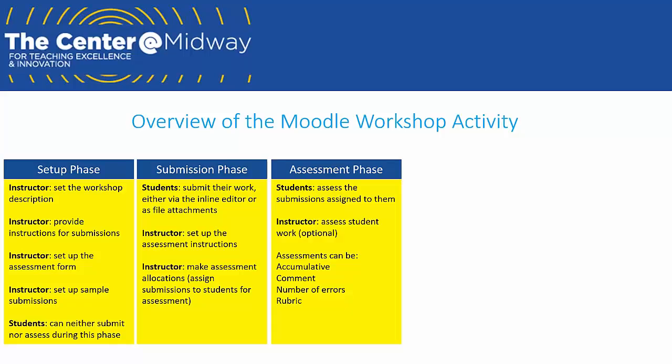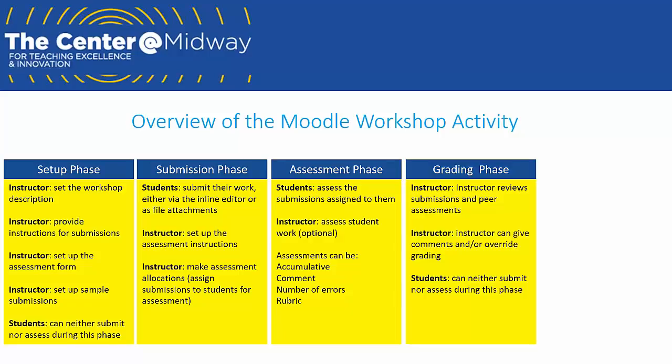And then rubric is exactly what you expect it to be. You create a rubric and the students have to rate the submission based on the rubric that you've created. And we'll look at each one of those types of assessments when we move over into Moodle. Once the students have completed the assessments of their peers' submission, then the instructor pushes the workshop activity into the grading phase.